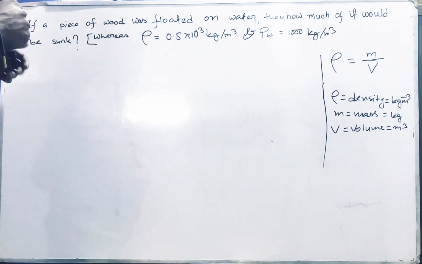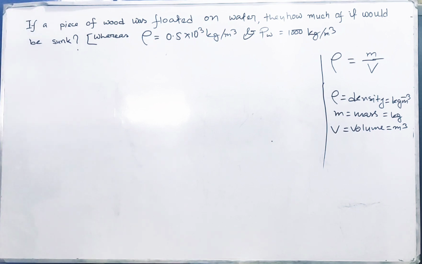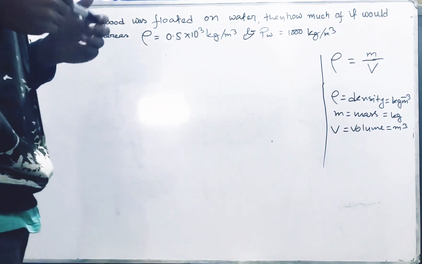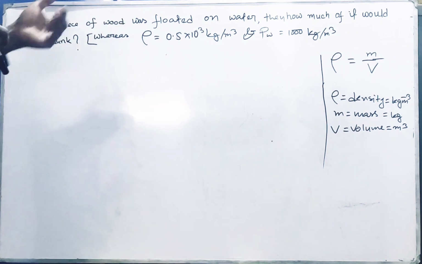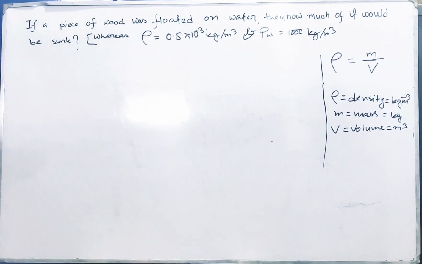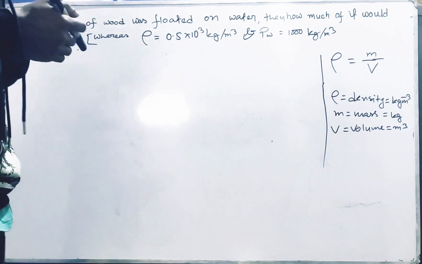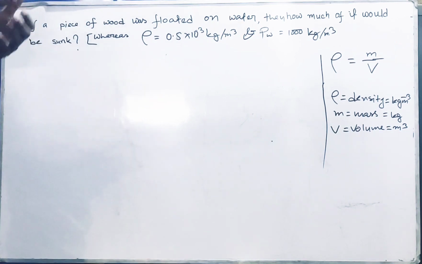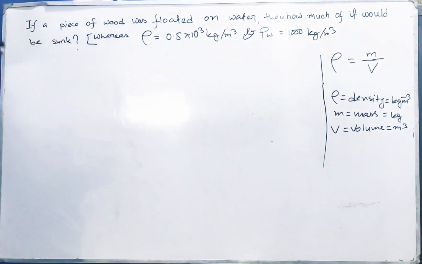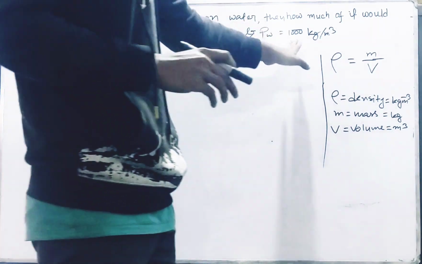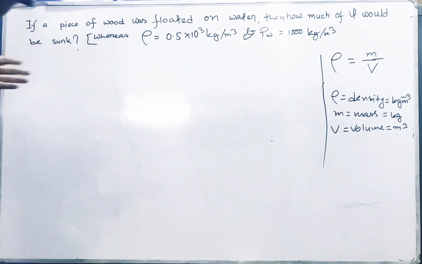And the question is, if a pitch of oil was floated on water, then how much of it would be sunk? Whereas rho, and rho means density, equal to 0.5 into 10 to the power 3 kg per meter cube, and rho w, the density of the water, equal to 1000 kg per meter cube.